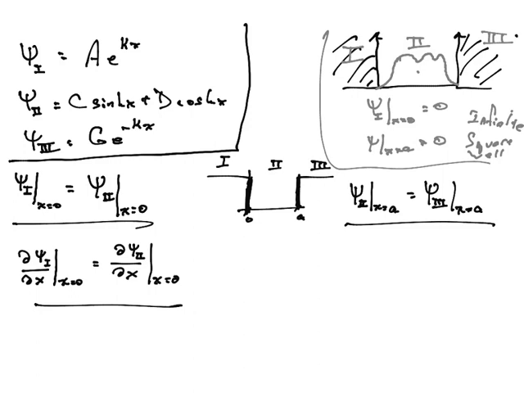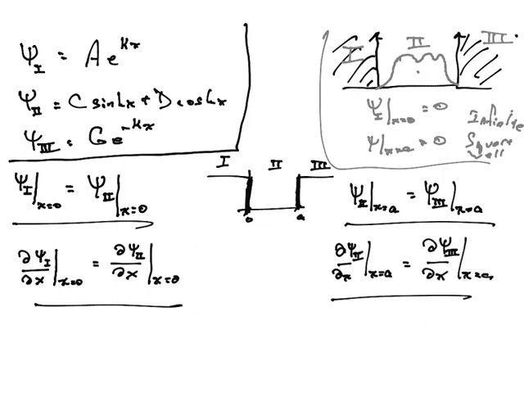Okay, just like the first one, it's just that now we're on the other wall. The first wall has region 1 and region 2 meeting. The other wall has region 2 and region 3 meeting. And then likewise, same with the derivatives. The derivative of psi 2 with respect to x at the boundary x is equal to a is equal to the derivative of psi 3 with respect to x at the boundary x is equal to a. Okay.